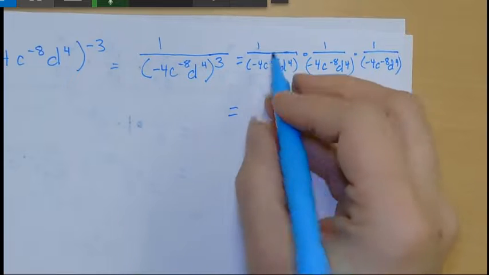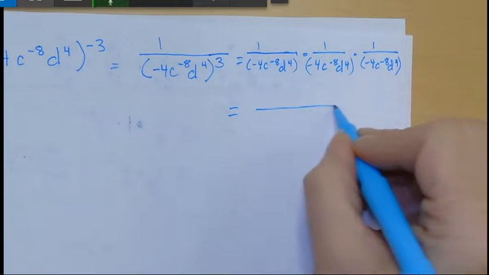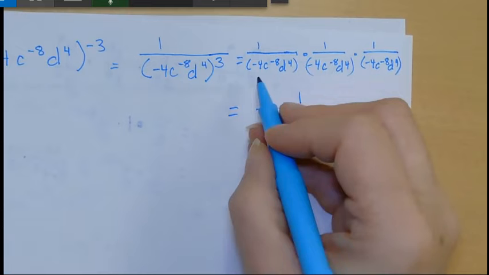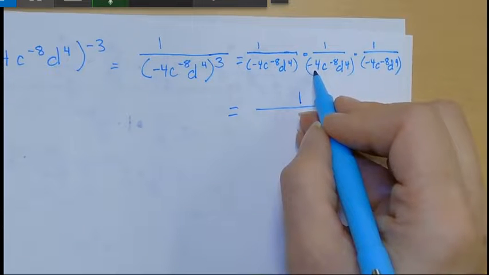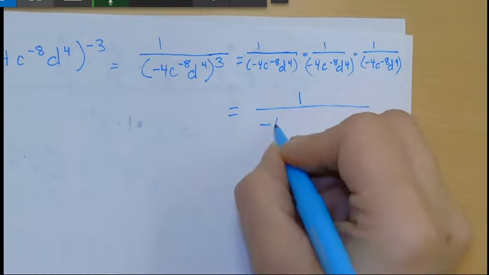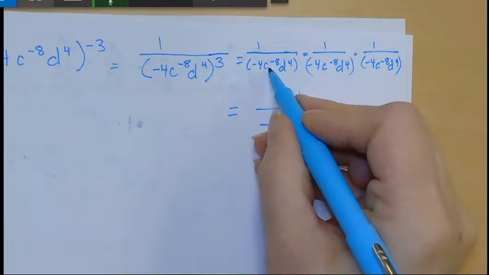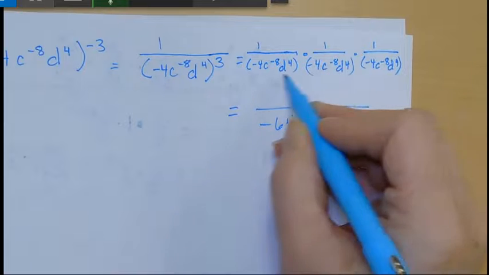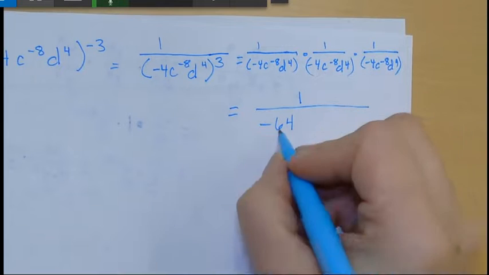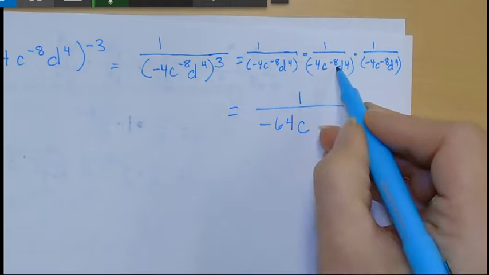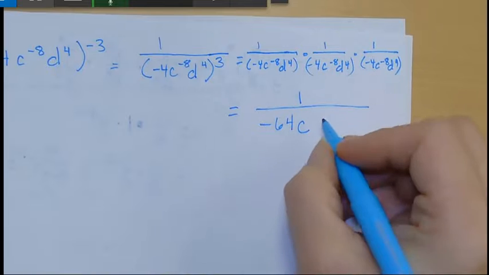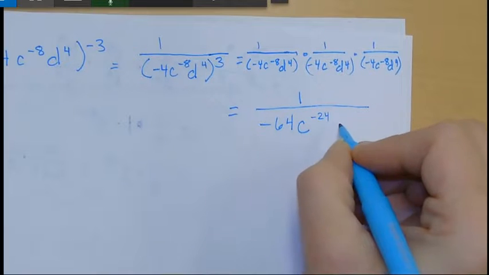So if I were to simplify this, my numerator is just 1 times 1 times 1. My denominator is negative 4 times negative 4, that's positive 16, times negative 4 is negative 64. In my denominator, I have c to the negative 8 times c to the negative 8 times c to the negative 8. So I will keep my base, and I will add my exponents. Negative 8 plus negative 8 is negative 16. Negative 16 plus negative 8 is negative 24.